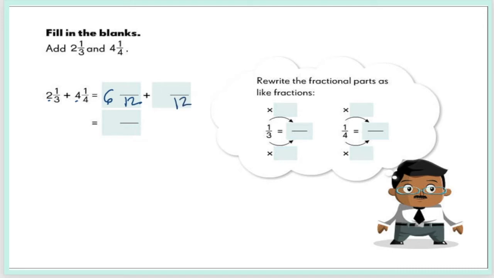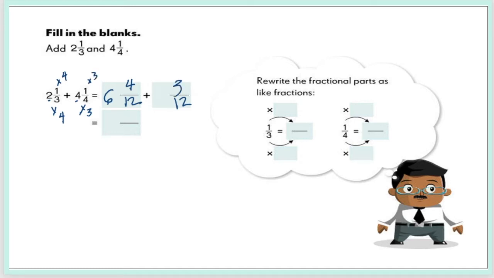So 3 became 12 because we multiplied this by 4. And we are going to multiply also the numerator by 4. And this will give us 4. Now, for the second fractional part, 4 became 12 because we'll multiply this by 3. Here, for the numerator, 1 times 3 is equal to 3.